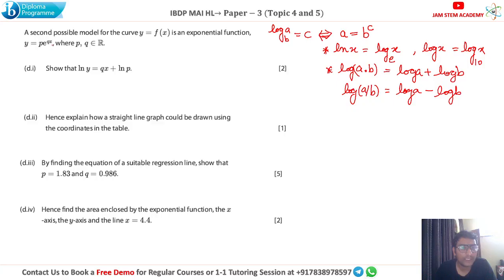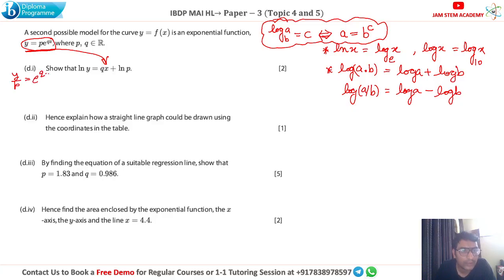y equals p e raised to the power qx is the exponential model already given to us. Now it says using the same thing, show that ln y equals qx plus ln p. It means we have to convert this into this form. So I will use the definition here. This is the definition as I said. We have y equals p e to the power qx. So let's rewrite it as y by p equals e raised to the qx.